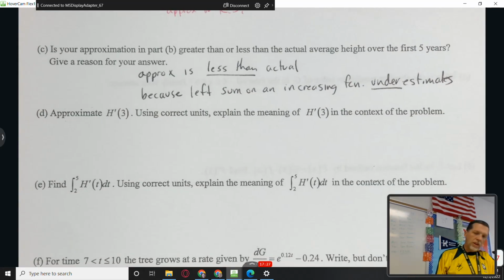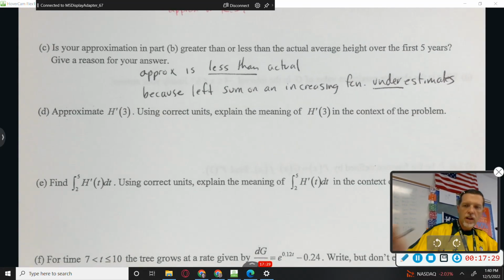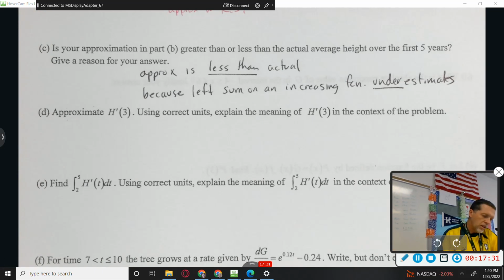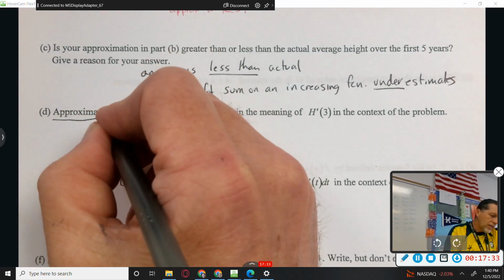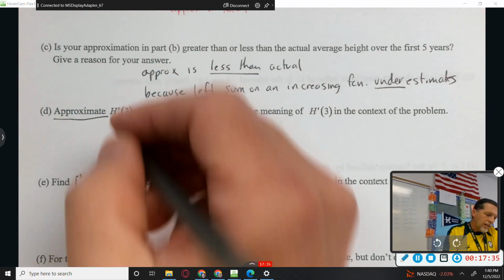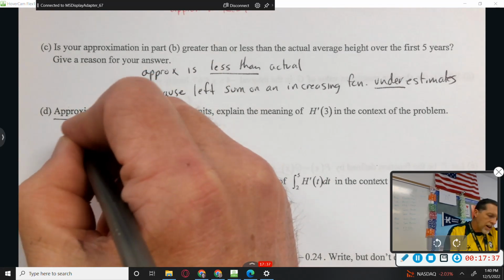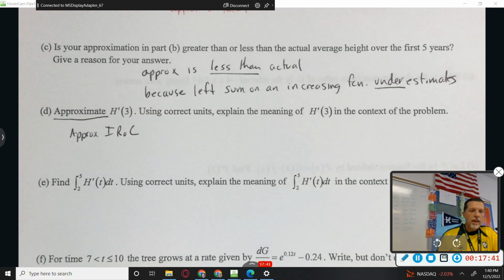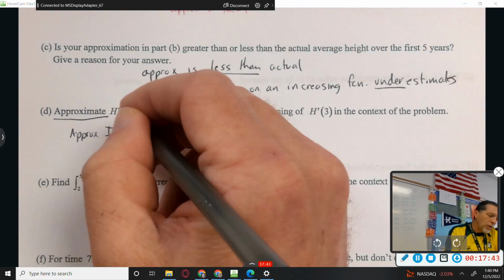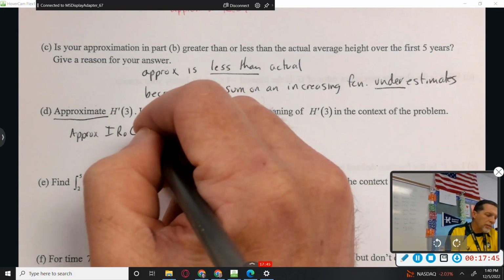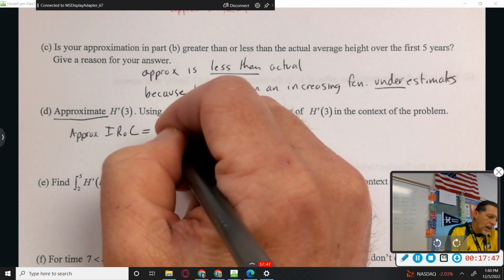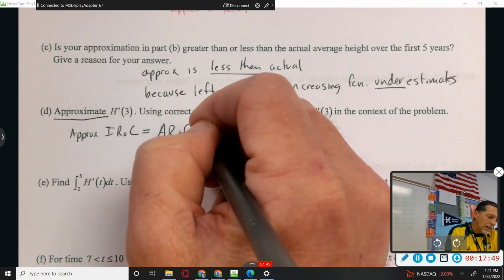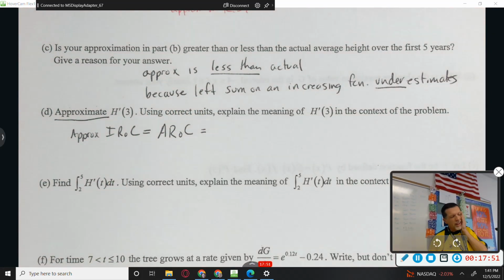Part D, approximate h prime of 3. So approximate the IROC. Can you use AROC here? Yep, anytime you're approximating IROC, you're probably going to be using AROC. That is related to MVT, definitely.